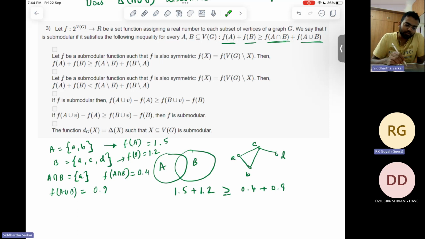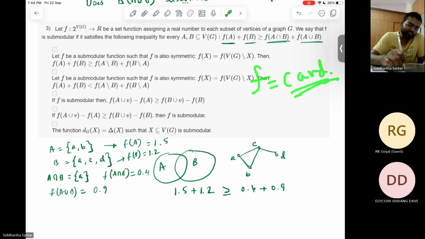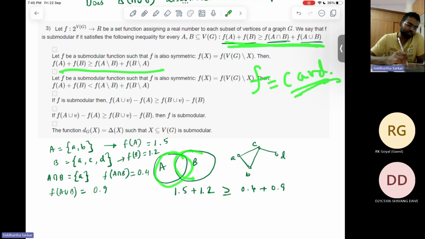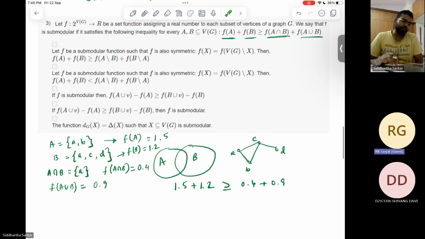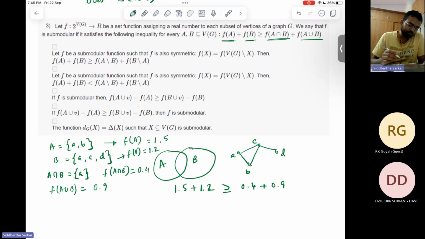So you are talking in terms of cardinality. You are saying that if I consider f to be the cardinality of a set, then this is true for cardinality. If the function f is nothing but the cardinality, then this holds true. The cardinality of A plus the cardinality of B has to be at least the cardinality of A minus B and B minus A. But f is not the cardinality, so we have to give a more general argument. But for cardinality, what you were saying is right. It's fine.